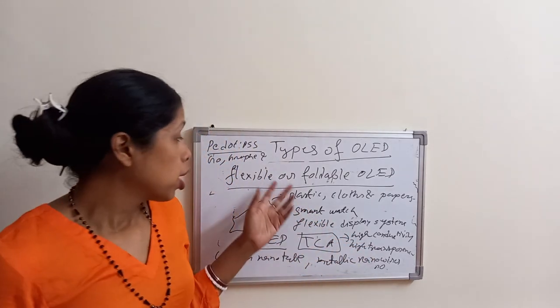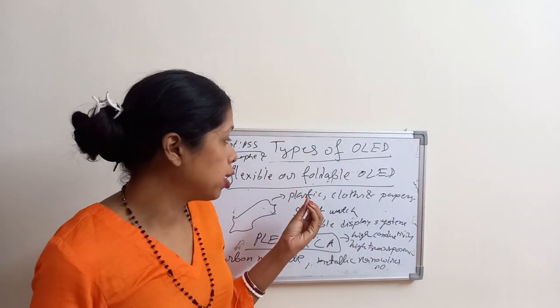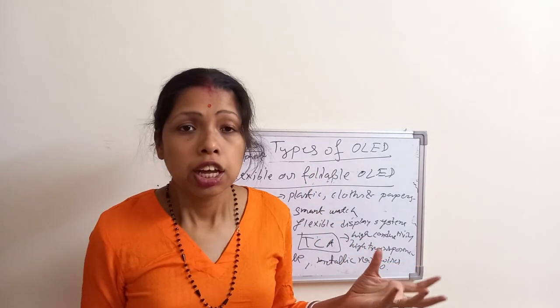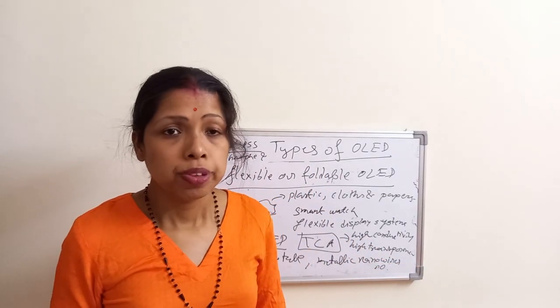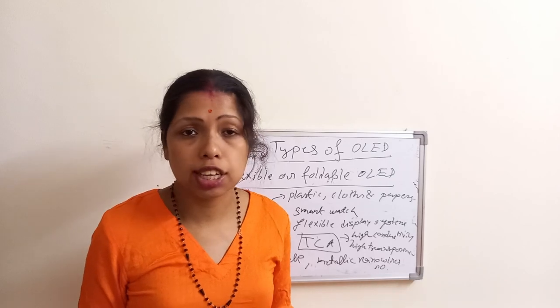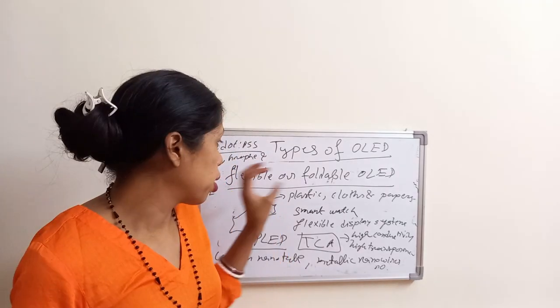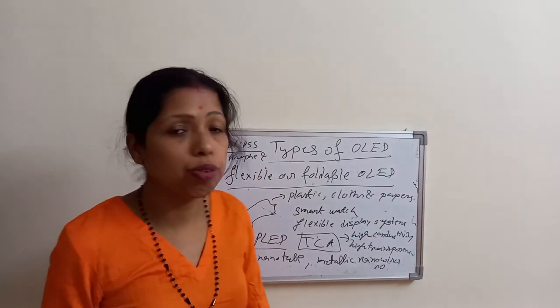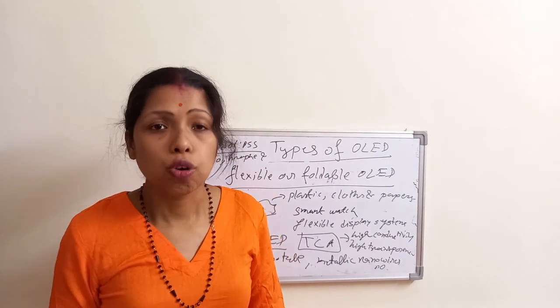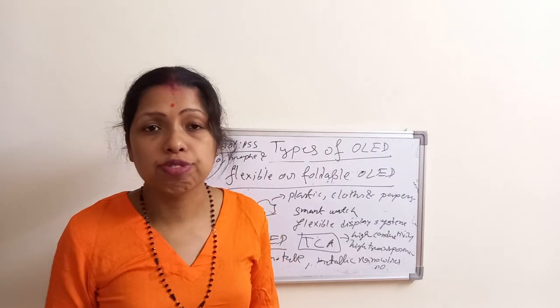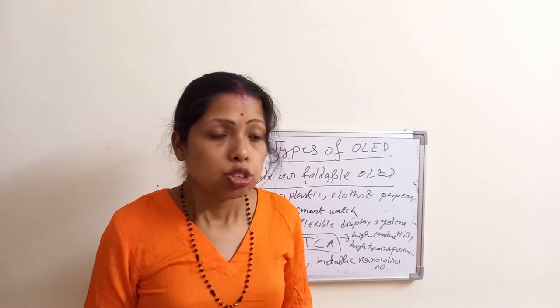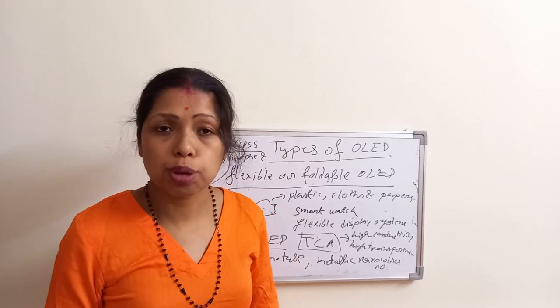And this is another point. The main advantages are there: high flexibility and high conductivity, and apart from this, low resistance and low permeability. So nowadays normally this flexible or foldable OLED is the most common OLED in the field of different display and lighting applications. So these are about the types of the OLED.